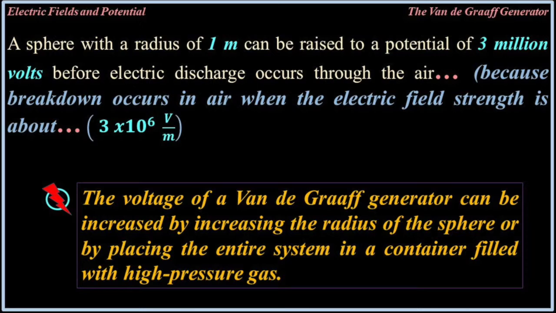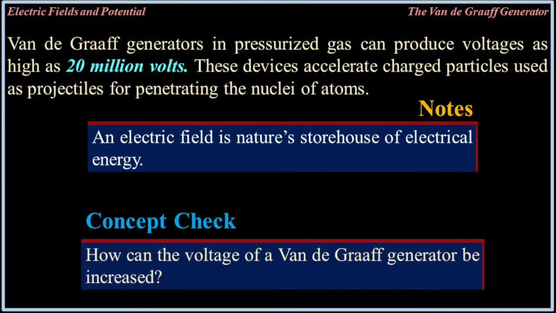or by placing the entire system in a container filled with high-pressure gas. Van de Graaff generators in pressurized gas can produce voltages as high as 20 million volts. These devices accelerate charged particles used as projectiles for penetrating the nuclei of atoms. Notes: an electric field is nature's storehouse of chemical energy. Concept check. How can the voltage of a Van de Graaff generator be increased?